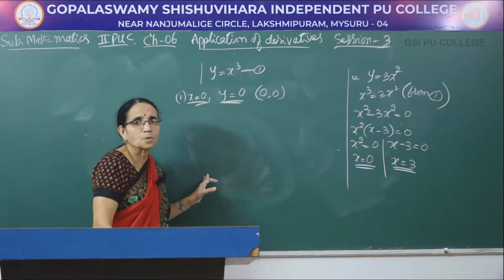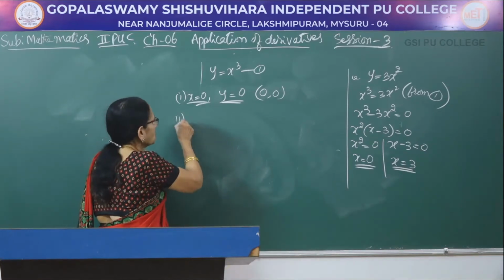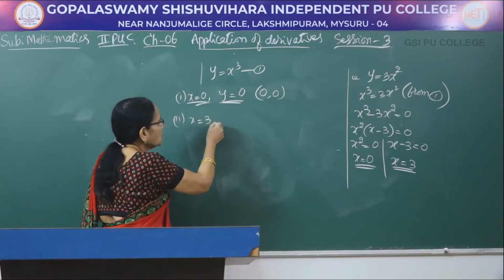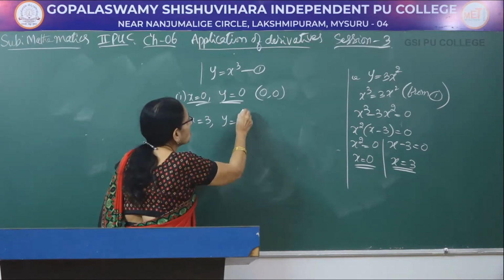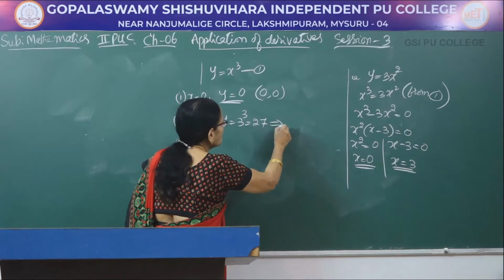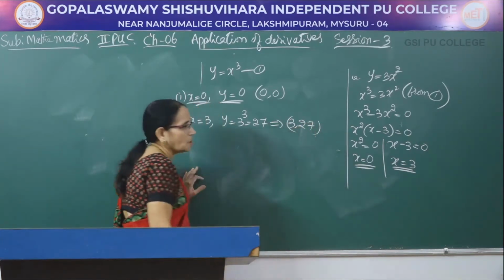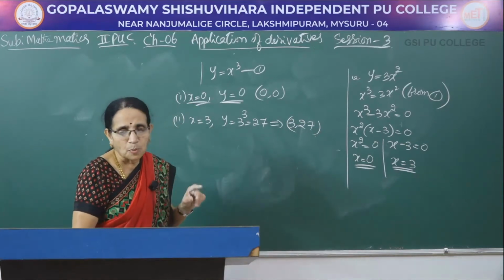What is this point (0, 0)? Nothing but the origin. And for the second point, x is equal to 3, what would be y? y is equal to 3 cube, that is 27. What does it imply? (3, 27) is the other point. So here we got 2 points.